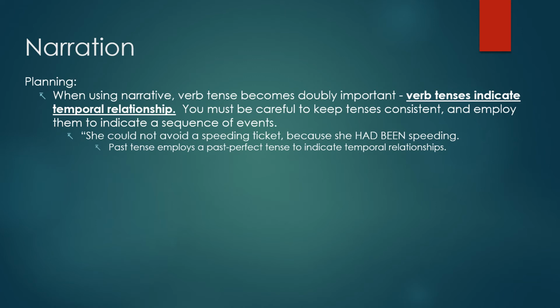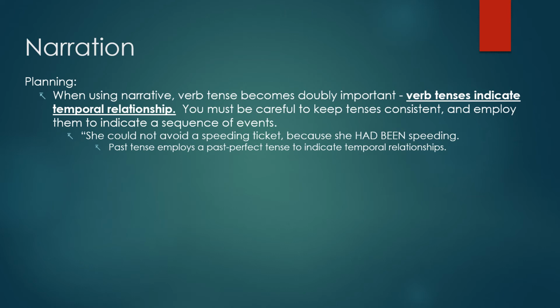In an argumentative essay, the rule of thumb is when you are talking about your own argument, you use the present tense. When you're talking about things that happened before your argument, you use the past tense, and so on and so forth. Now, in a narrative, the verb tense becomes even more important because the verb tense indicates the temporal relationship of all these events that you're talking about together. So you have to make sure to keep your tenses consistent and employ them to indicate a sequence of events.